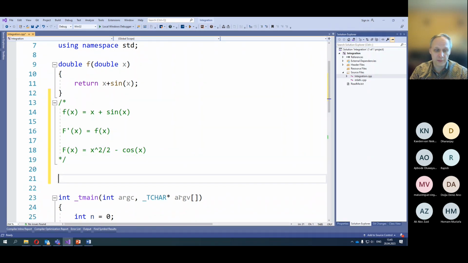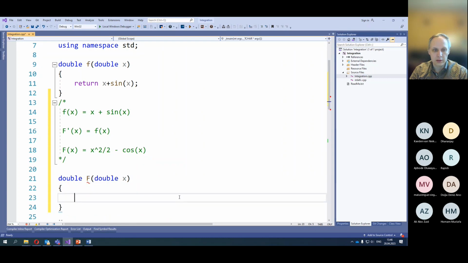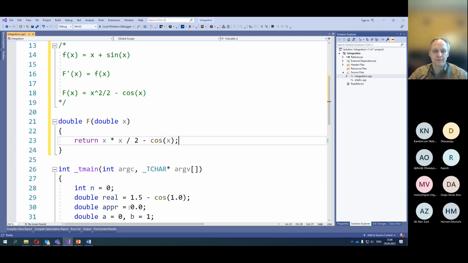Let's declare it in the form of a function. Double f of double x, and return x times x over 2 minus cosine x. It will be the antiderivative.